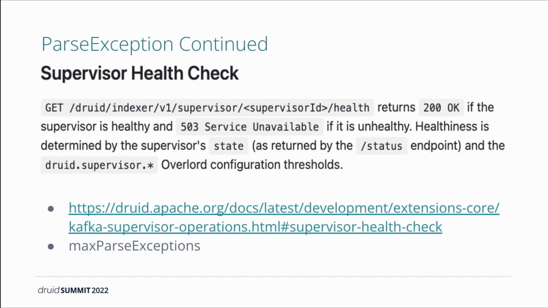Check the health of your supervisor. If your supervisor is unhealthy, consider suspending and resuming it, or resetting it. Also, look at max parse exceptions. It's a property within your tuning config. This property sets the maximum number of parse exceptions that can occur before the task halts ingestion and fails. But be aware that if you allow for parse exceptions, you may potentially lose messages.